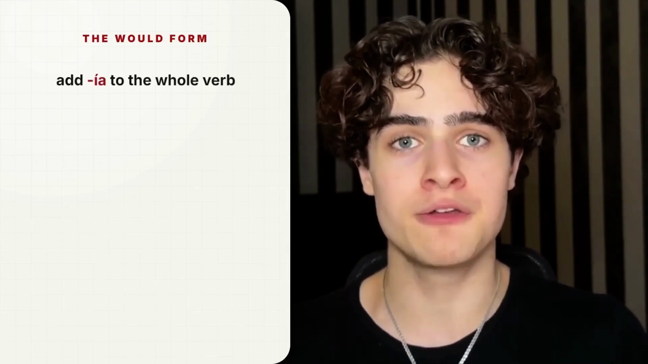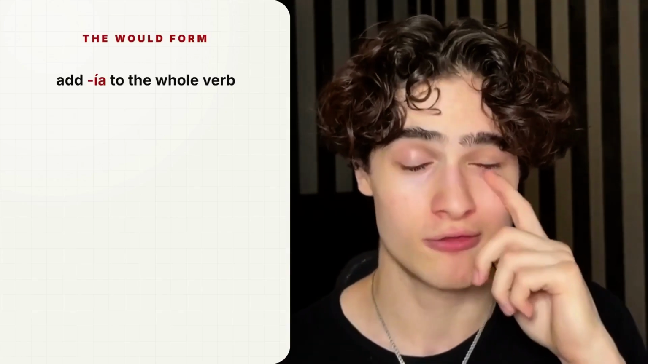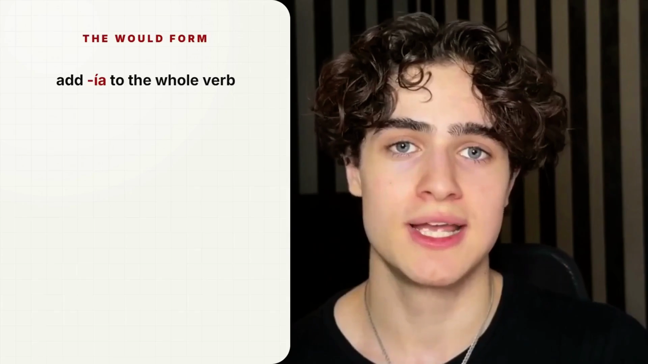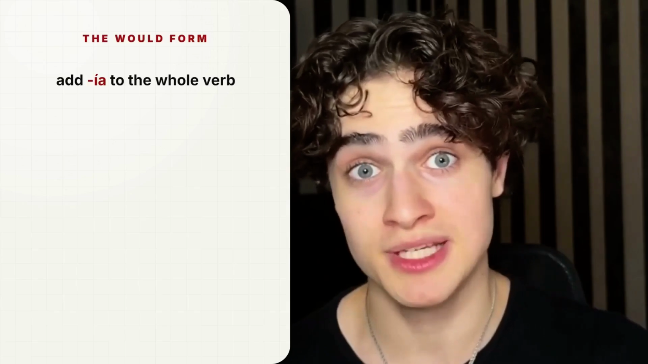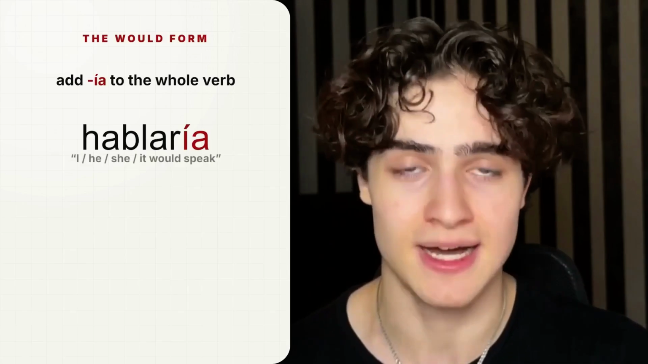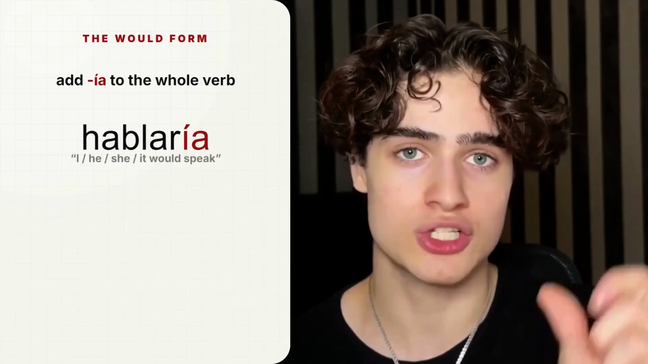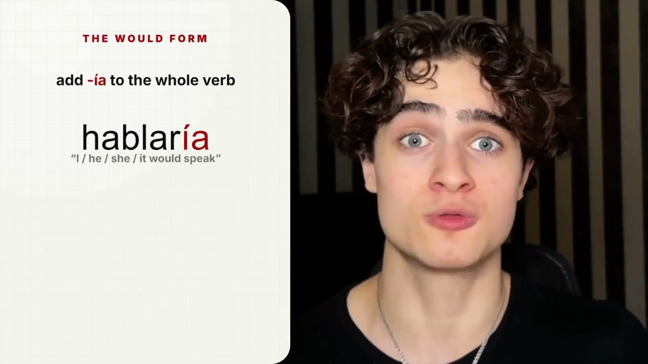So in this case, the I form and the he, she, it, you formal will go into one. And that's where you're going to start seeing for the rest of these tenses. So if you want to say I would speak, or he would speak, or she would speak, or it would speak, or you formal would speak, it's all in one word, which is hablaría. You add -ía, and here the stress is on the -ía. Hablaría, presentaría. That would mean I, he, she, it, you formal would present.